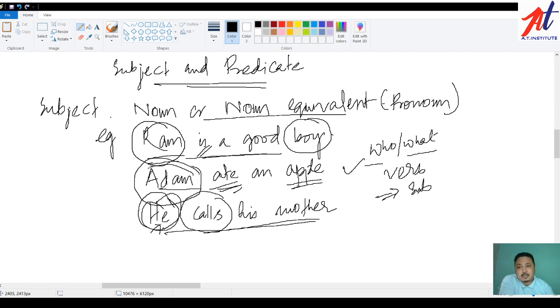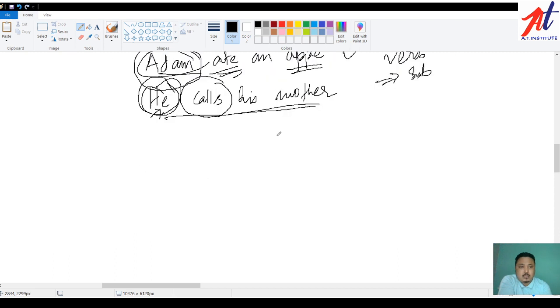Who ate? Adam ate. You see, who is a good boy? Ram is a good boy. Now you can see that these are words, they are the answer of the question who or what. So automatically you need to understand they are our subject. Okay. I hope you people are clear about the subject. So we will move on.